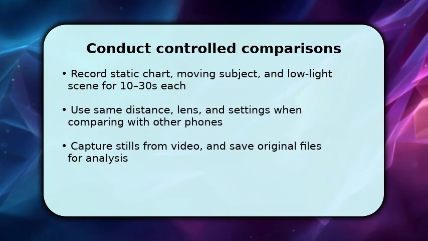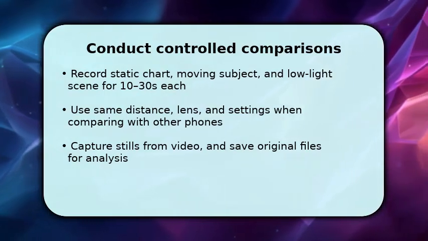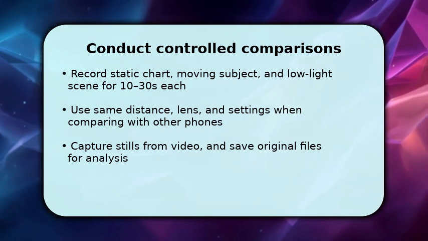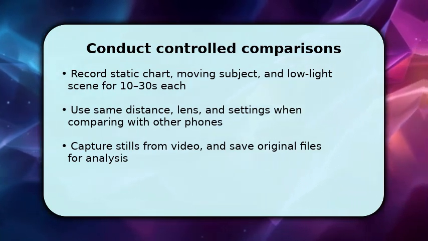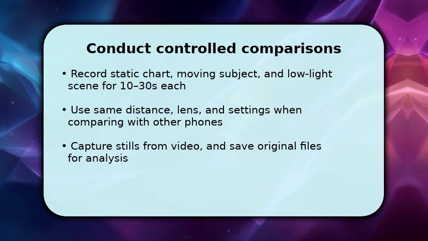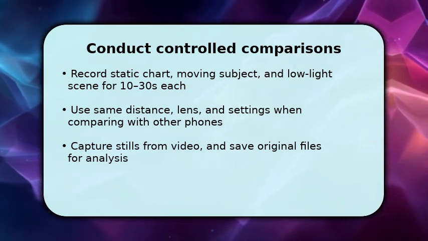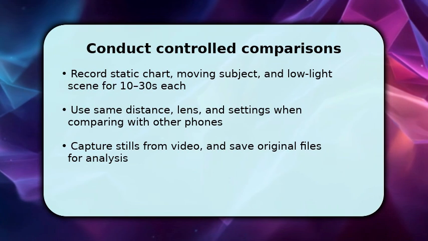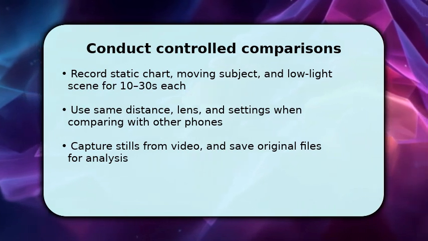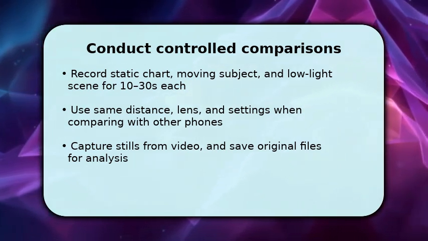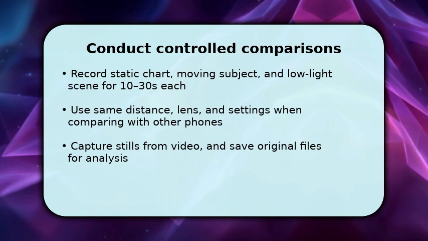You now run the core recordings to reveal differences in detail, motion, and noise. Start with a static test chart or textured wall, then film a person walking across the frame and lastly a low-light scene. Record each for 10 to 30 seconds. Make sure you keep the same distance and framing if comparing devices and avoid digital zoom.